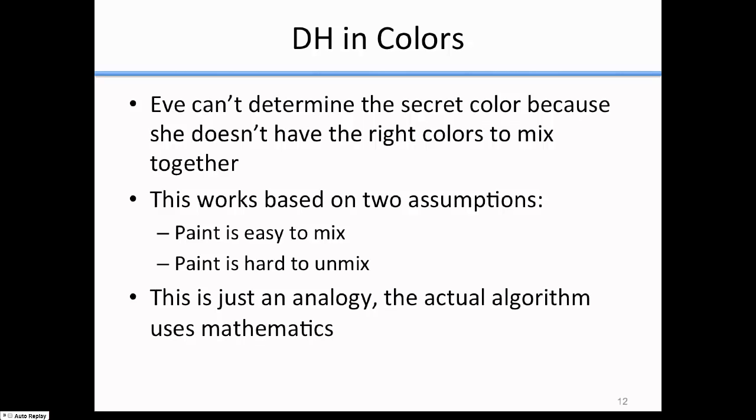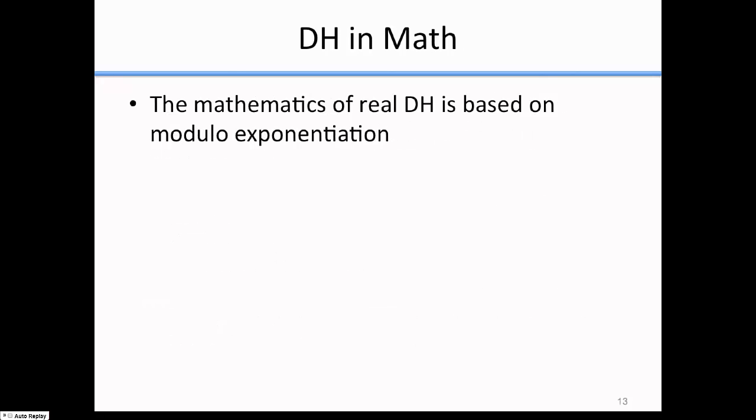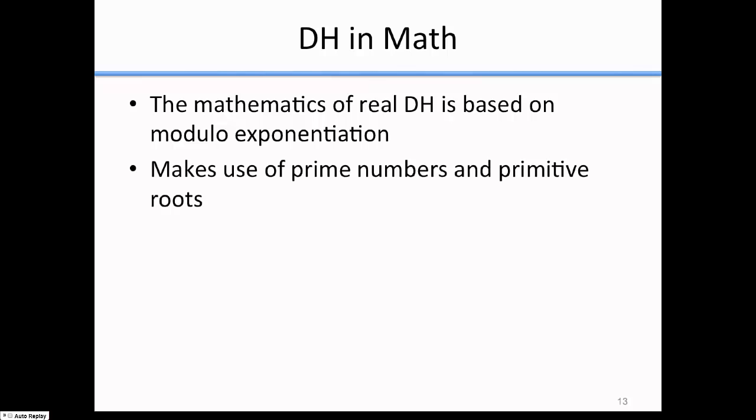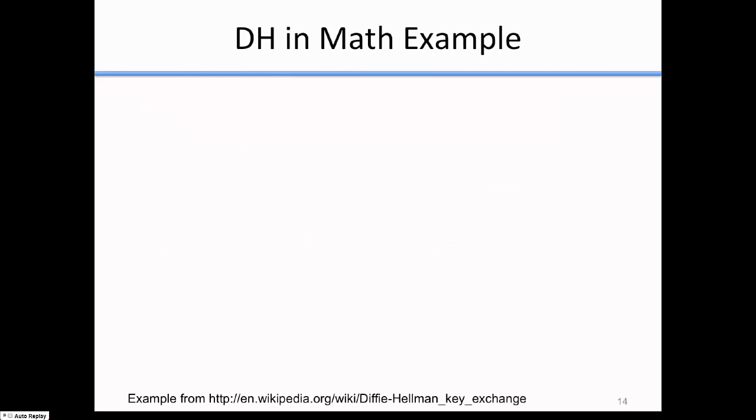So, let's see, what kind of mathematics would we use for this? In math, Diffie-Hellman is based on modulo exponentiation, which is really not that hard of a concept. And it makes use of prime numbers and primitive roots, which is a slightly harder concept. But the basic math for this is not hard. So let's walk through an example where I can show you what this looks like with smaller numbers, so you can at least see what kind of math we're doing.